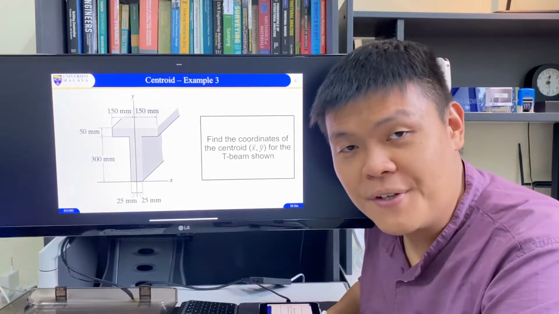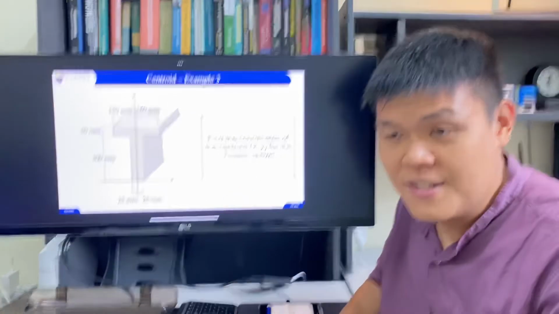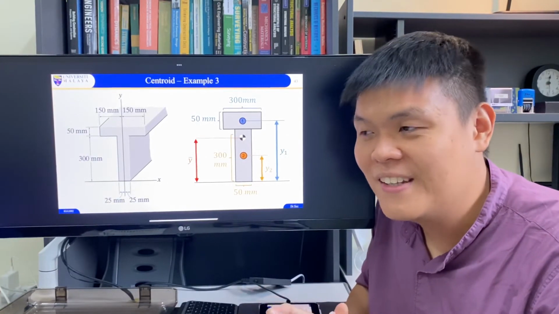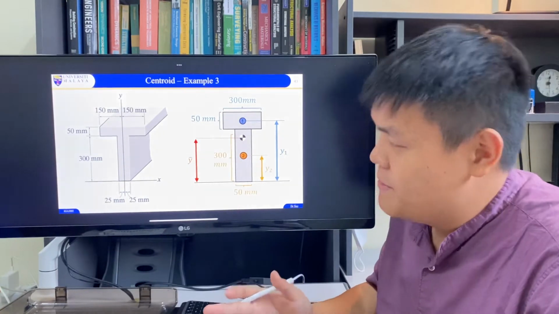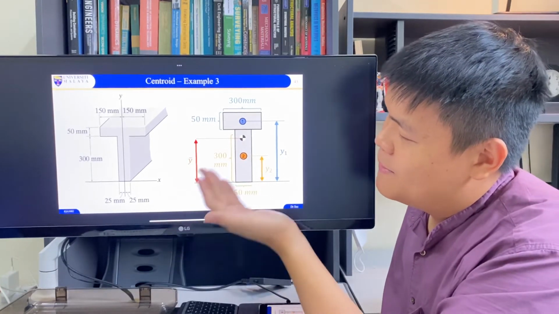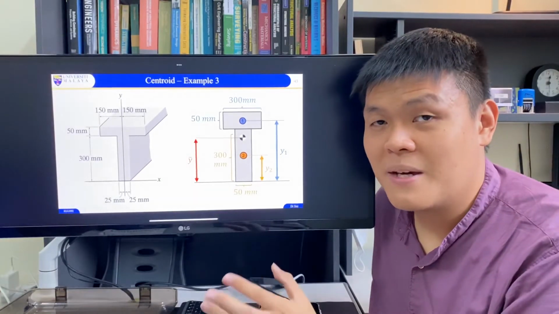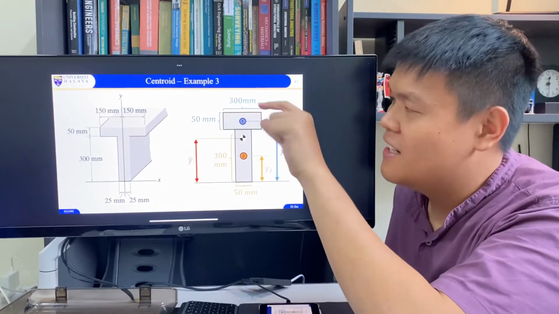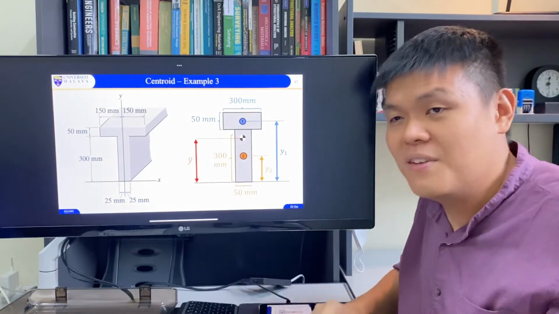Let's do example number 3, to find the coordinate of the centroid for this T-beam. Now this example has some numbers finally, so no more integrations are necessary. All you need to do is to multiply. So this is the simplified diagram. Number 2 and number 1, if you notice, are both the same dimensions, they're just rotated differently. This is 50, this is 50, and then this is 300, and this is 300. So they're just the same shapes, flipped differently.